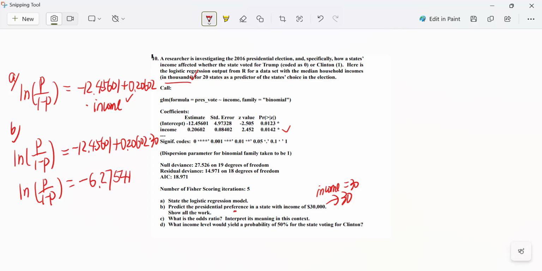Here Trump is coded as 0, and Clinton is coded as 1. That's basically the important point: the probability of success is voting for Clinton. So p is voting for Clinton, 1 minus p is voting for Trump. And here we predict for the given income level, and then we solve for p.